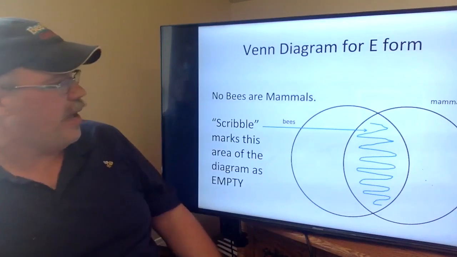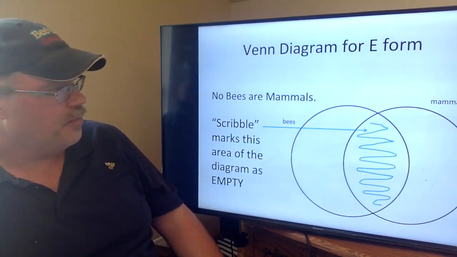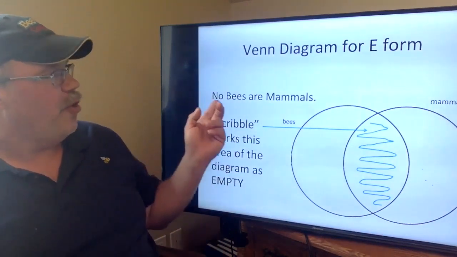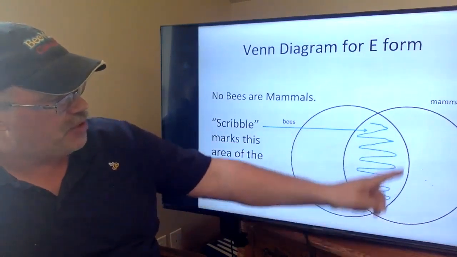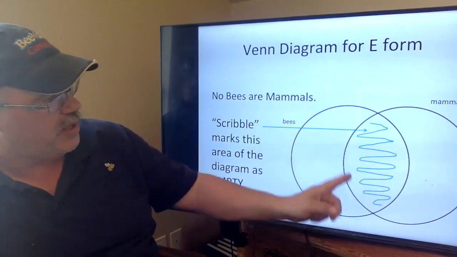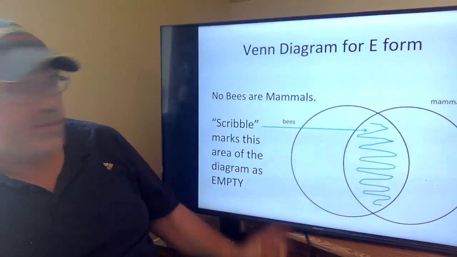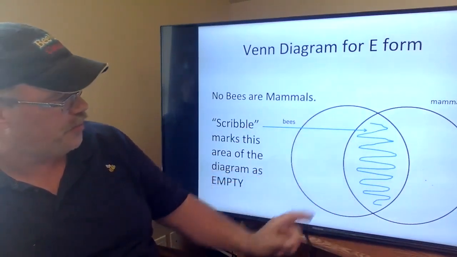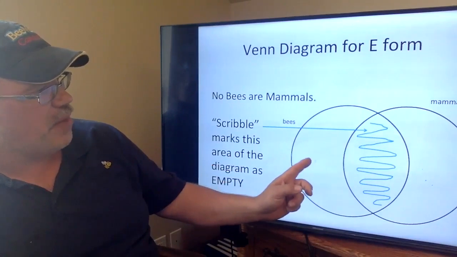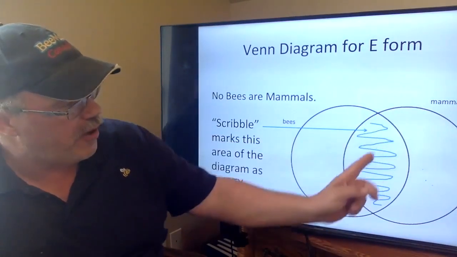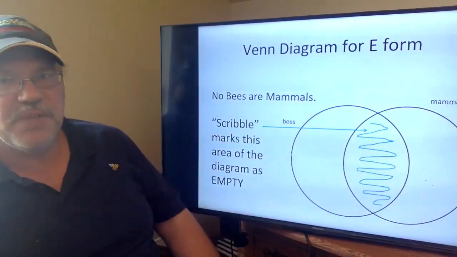And so the diagram looks like this. If we had no bees are mammals, the intersection of bees and mammals, this cat's eye in the middle here, is empty. That's what the scribbling means. And so if there are any bees, they're not mammals. And notice that if there are any mammals, they're not bees.